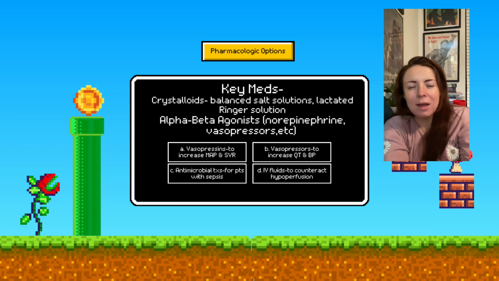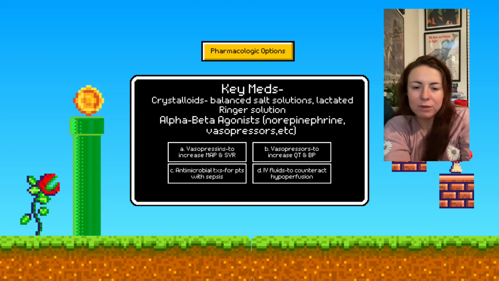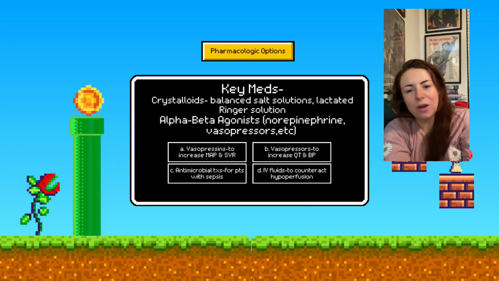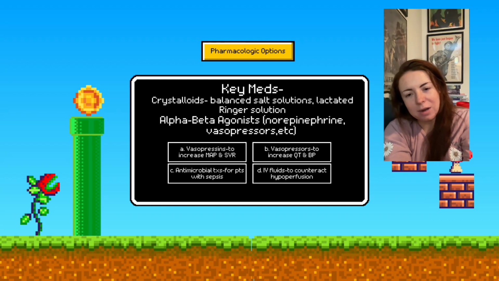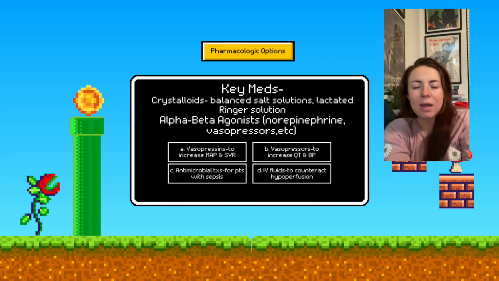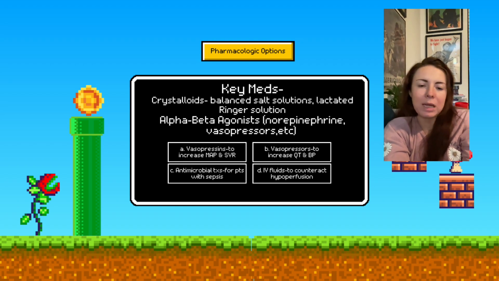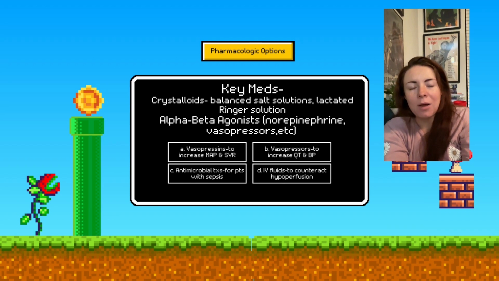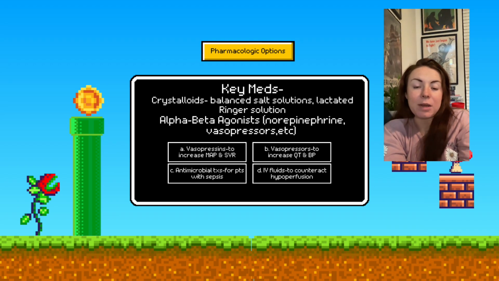We also want to take into account vasopressors as well as vasopressins. I admit I tend to get these confused, but one is to increase the MAP and the SVR, and the other is to increase cardiac output and blood pressure. So those are all very important, and they play a key role in adjusting hemodynamics and helping the patient be hemodynamically more stable.